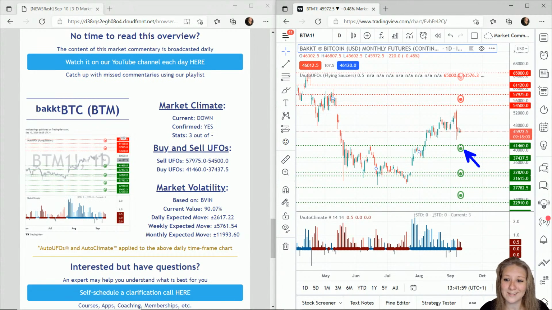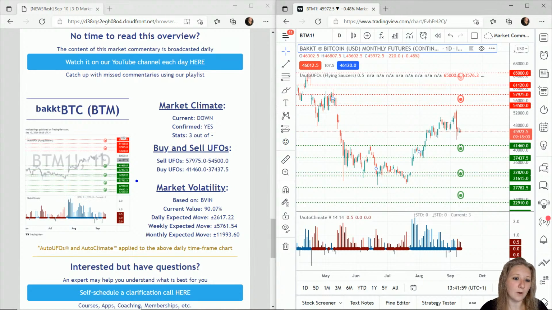We have buy orders down here at 41,460 to 37,437.5. And we have sell orders above us here at 57,975 to 54,500. So at the moment, slightly closer to the buy orders, but we've got probability to the downside and a bit of room before we get there. So would expect movement downwards.